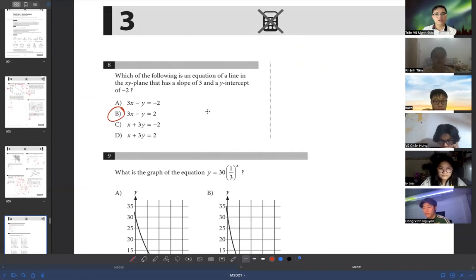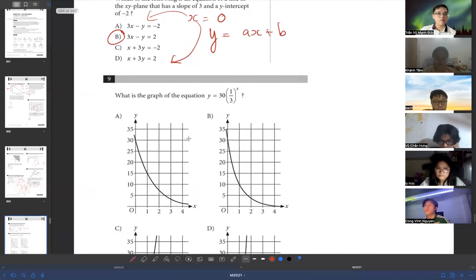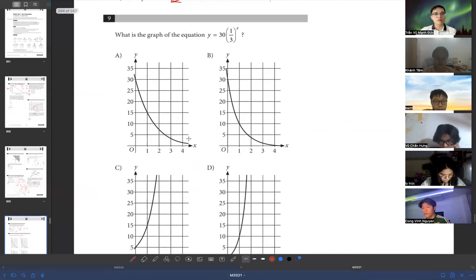Okay, remember to change it into this form for ease of use: y equals ax plus b. If you're quick, you can just plug in x equals 0, and then for each of these options, you can just eliminate them all. POE. All right, 9. D.